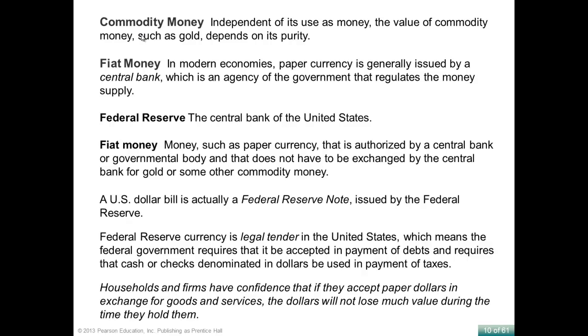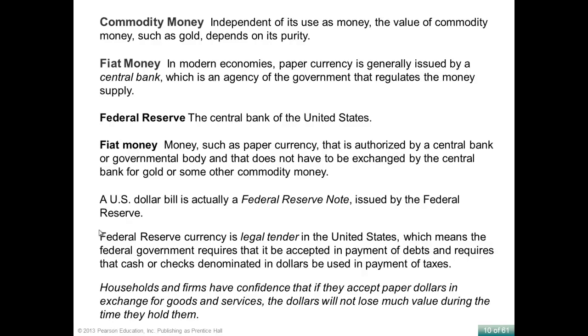The Federal Reserve is the United States central bank. Fiat money, such as paper currency, is authorized by the central bank or a government body and does not have to be exchanged by the central bank for something like gold. It used to be that in order to print dollars or to have dollars, we had to have gold backing them, so they had to be exchangeable for gold. But that's not the case.